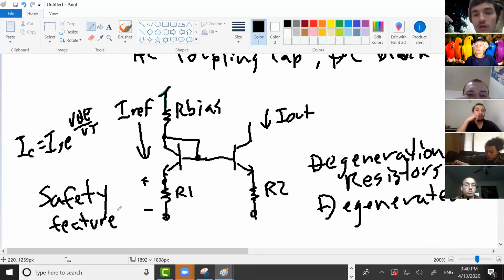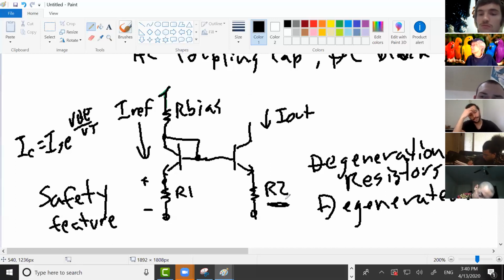Same thing here. It turns out, remember, we're going to be turning this side into a common emitter by adding a resistor up here. It turns out that if you put a degeneration resistor on your amplifier, it kills the gain. So you protected your transistor, but oops, you just killed your gain.